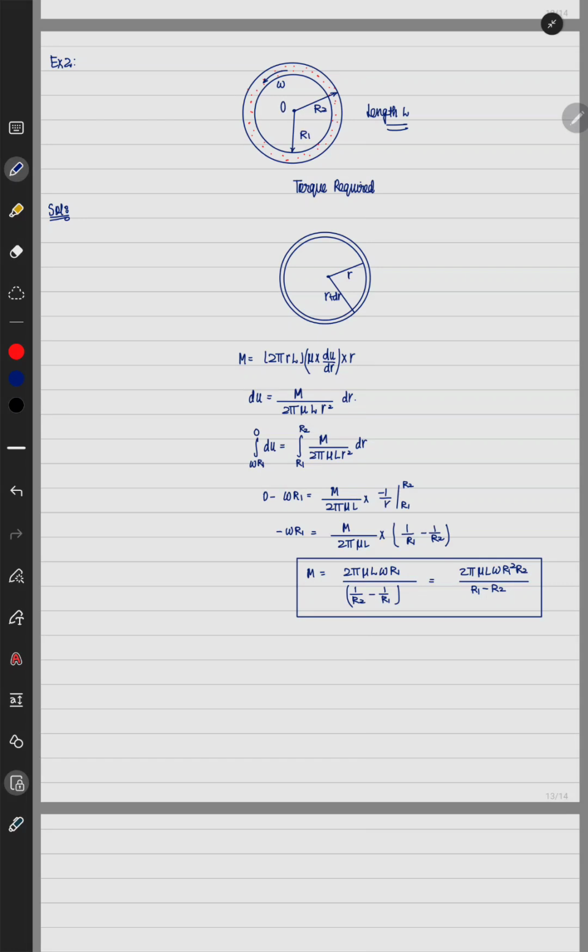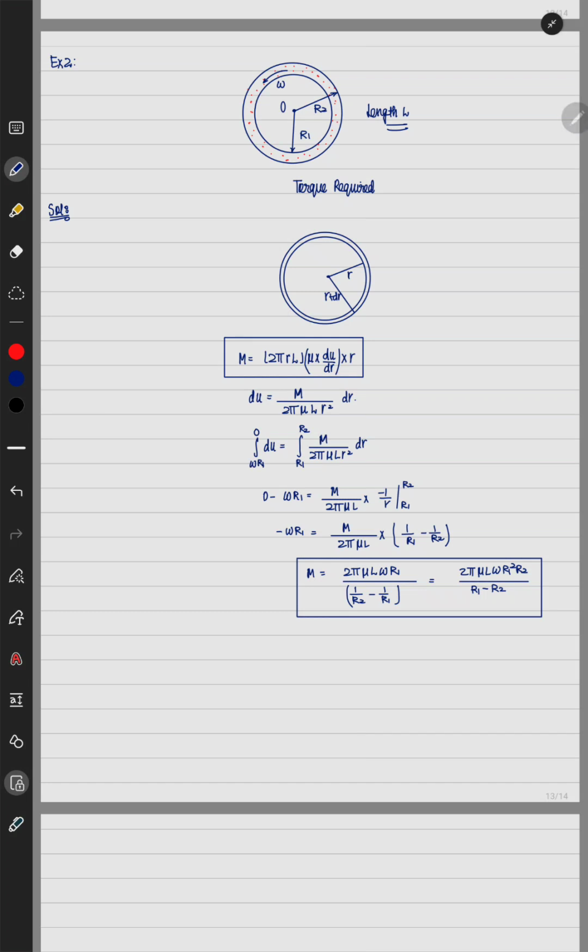So what is the total amount of torque which is required? It is calculated by integrating this formula, and we will get the value of M equal to 2 pi mu l omega r1 square r2 divided by r1 minus r2. Note that the force, or the torque we need to apply, is due to the stresses acting.